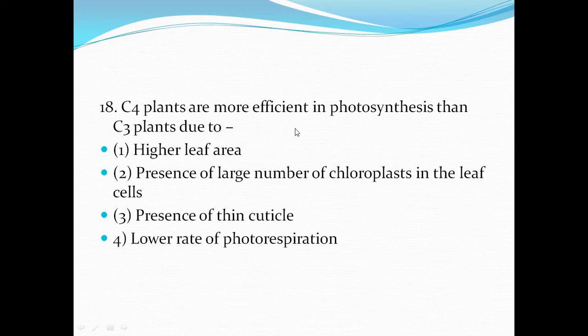C4 plants are more efficient in photosynthesis than C3 plants due to... Now here the answer is lower rate of photorespiration. C3 plants show higher rate of photorespiration, and photorespiration reduces the yield of photosynthesis. Hence C4 plants show no photorespiration at all or very little photorespiration. But C3 plants show more photorespiration, so the yield in C3 plants is very less compared to the C4 plants.